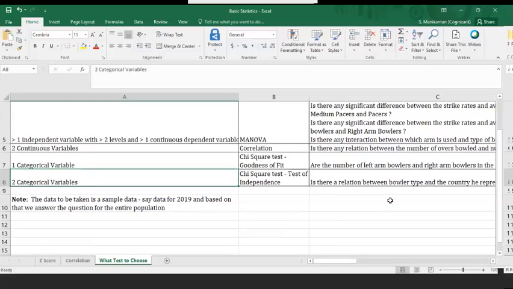Okay, so that concludes the various scenarios we have seen. Final note is we will not be performing this test on the entire data. These tests are relevant only when you have only a sample of data to work on and you want to draw your conclusions based on the sample to the entire population. So for this scenario, I am just assuming you have data for say 2019 only, and based on that you want to answer the questions for the entire period.